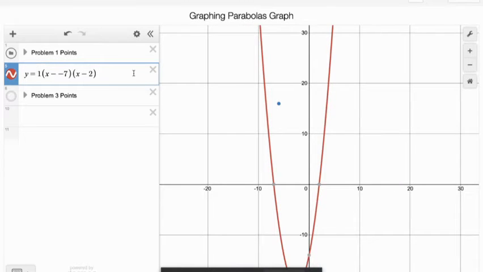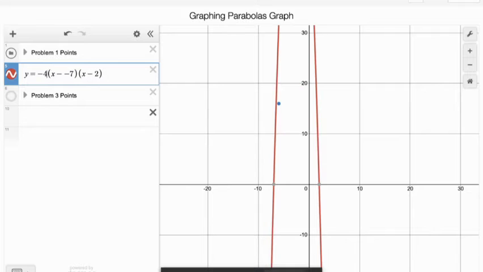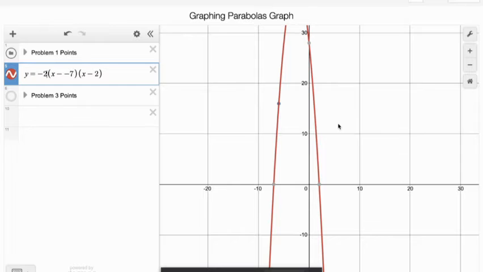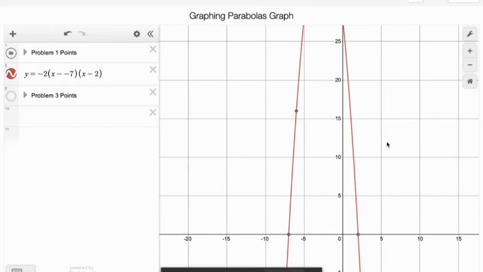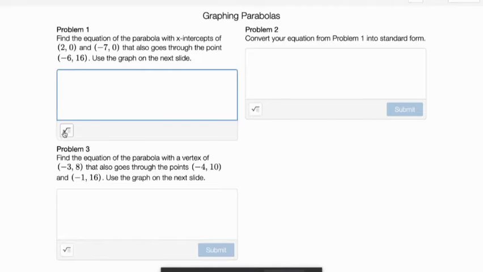Remember, a tool is if I make this a negative, I flip things upside down, still not working, so I have to say, oh, what should this number be? Maybe I make it a 4. That stretched way too much. And so maybe I drop back down to a 2. And sure enough, now that I make my a value a -2, it's upside down and it's stretched perfectly. So this would be my equation in factored form because I know my x-intercepts.